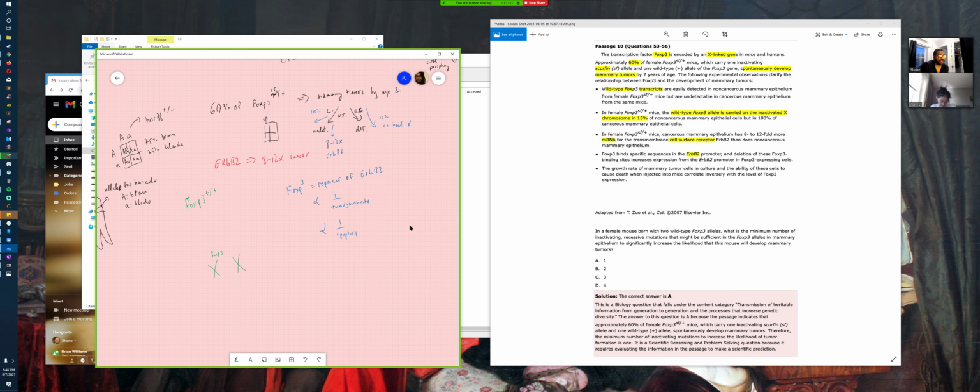I think what helped the most is just knowing that FOXP3 inhibits cancer, and that replacing it with something else causes cancer at least 8 to 12 fold more, and of the ones that have that replaced, 60% of them make cancer. So yeah, what did you end up choosing?